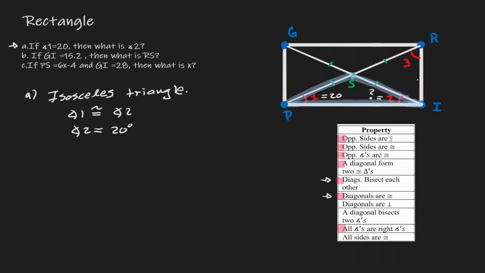Now let's concentrate on the second task. We know that GI has a length of 15.2, so the length of this diagonal is 15.2. What we want to find is the value for RS, where RS is the distance from the intersection all the way to R. Well, we know that diagonals get bisected, so let's find half the length of GI.